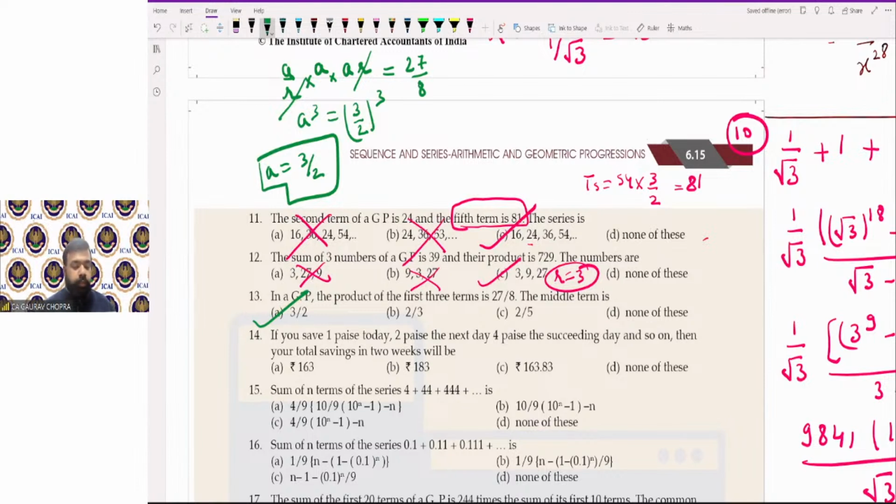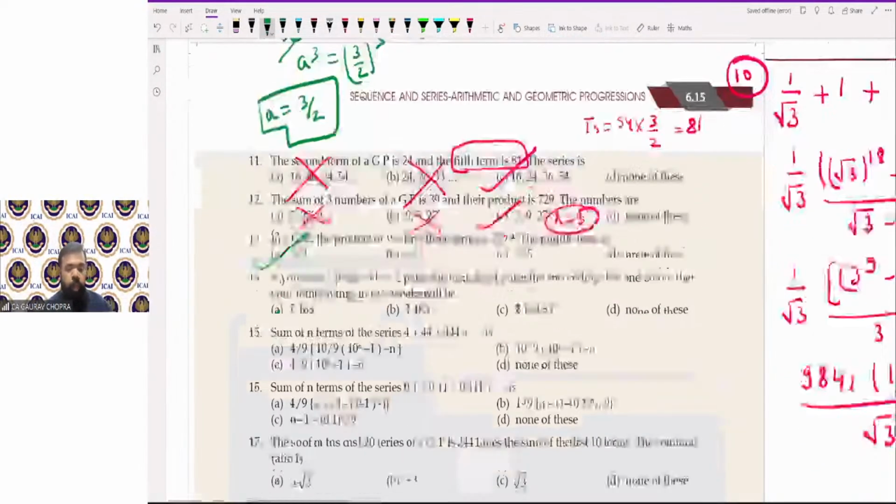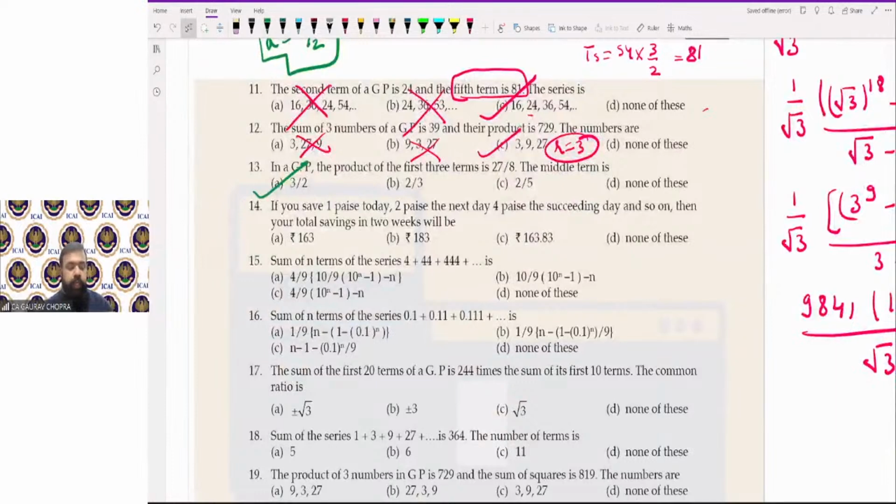All right guys. Okay, so question number 13 is done. 14, yes, 14 is a good question. 14 को भी हम एक बार कर लेते हैं. Then 15, 16 ये पैटर्न हम ऑलरेडी कर चुके हैं. तो चलिए 14 पे पढ़ते हैं.